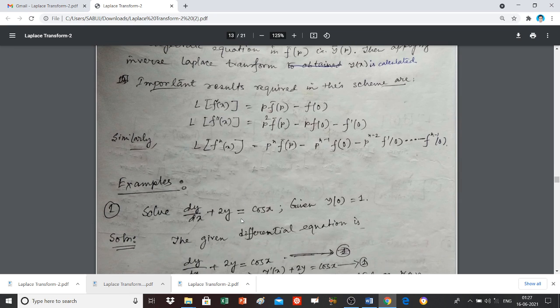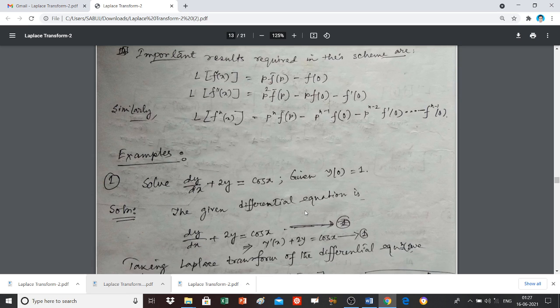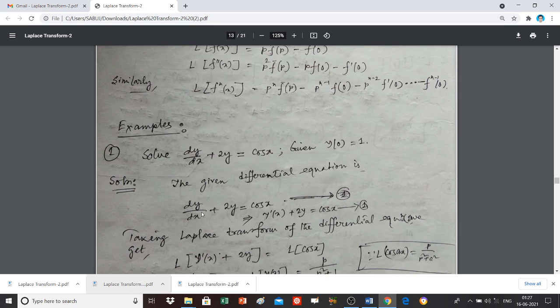This is the first example. We have to solve dy/dx plus 2y equal to cos x. The given condition is y(0), that is, y(x) is equal to 1 when x is equal to 0. So I am rewriting this equation: dy/dx plus 2y equal to cos x, which can be written as y'(x) plus 2y equal to cos x.